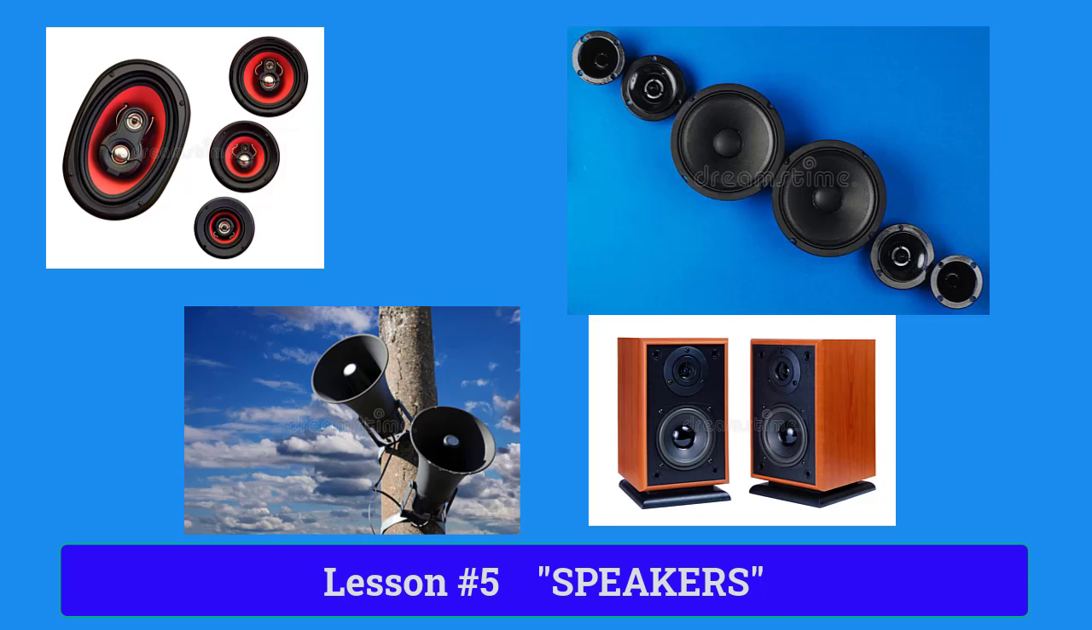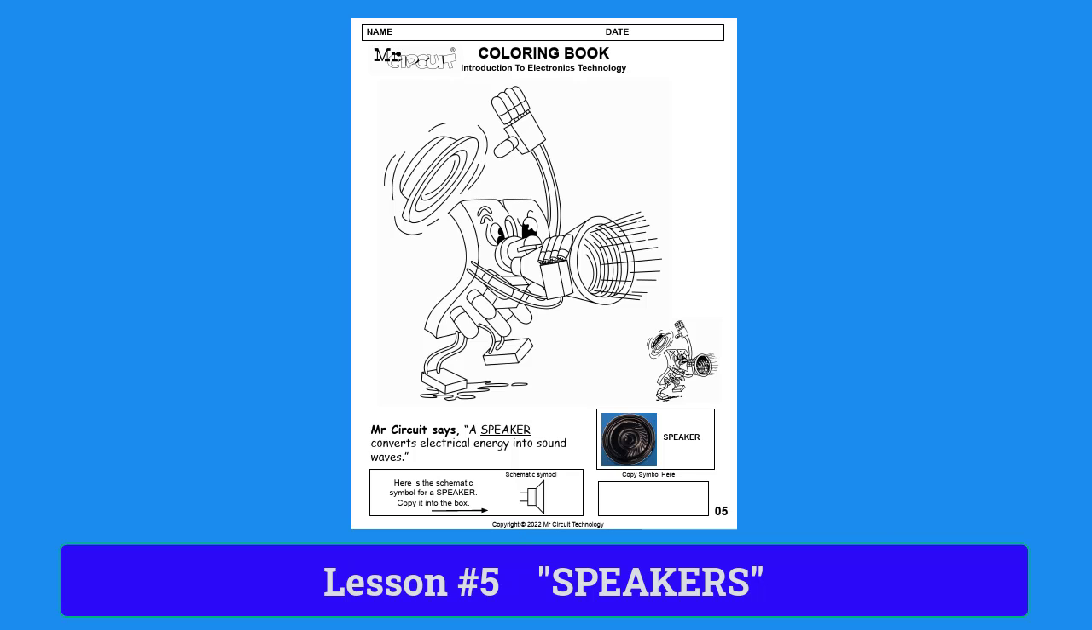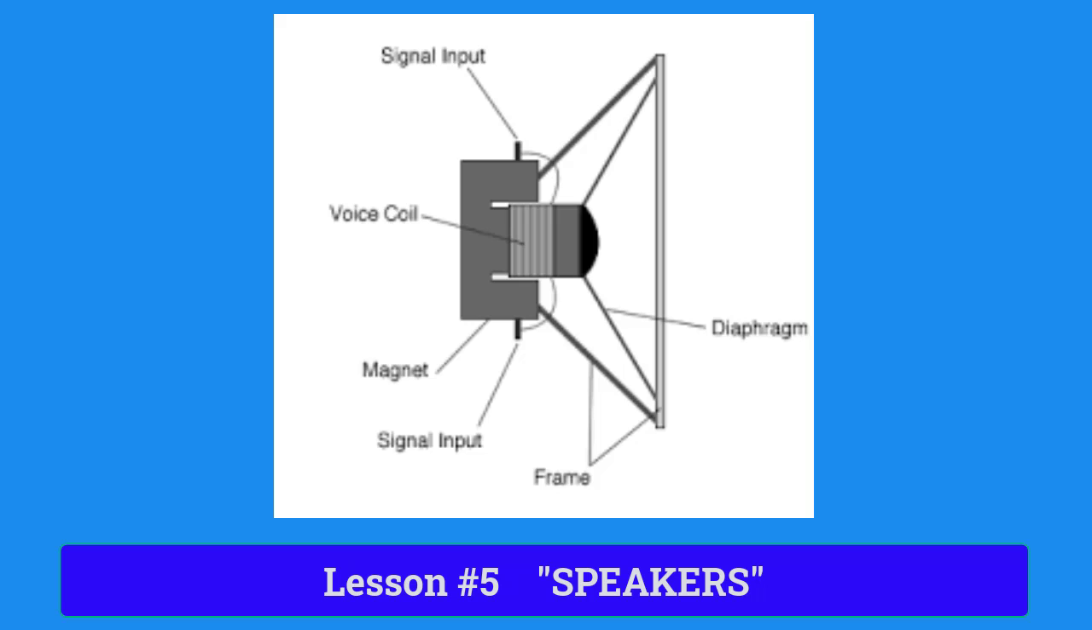On page 5, you see that the Mr. Circuit robot is holding some sort of cone to project and amplify its voice. An electronic speaker is made up of a coil of wire wrapped around the center of a cone that has a magnet in the middle. When electric current flows through the coil of the speaker, the cone moves, causing sound waves.